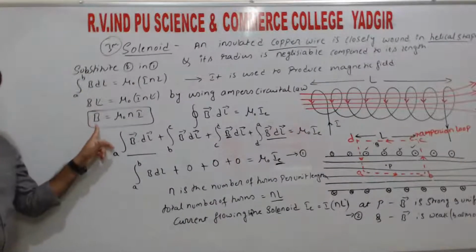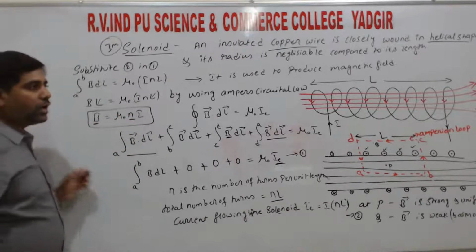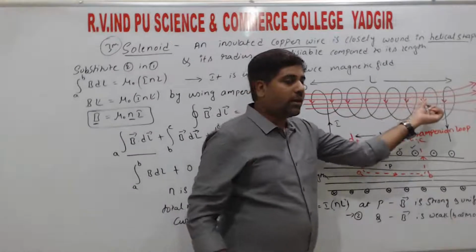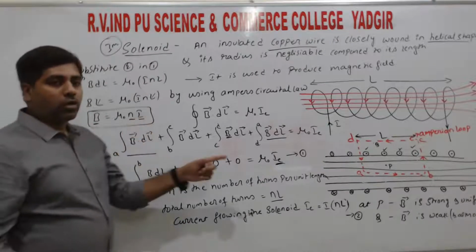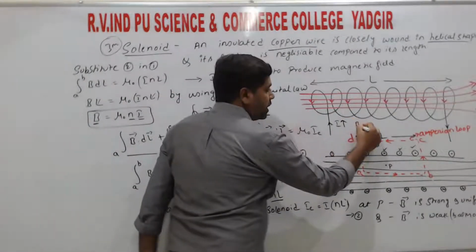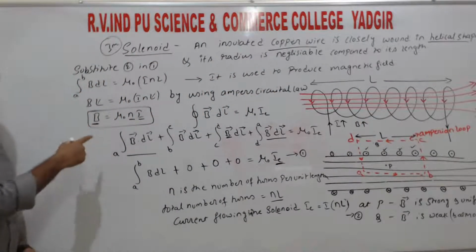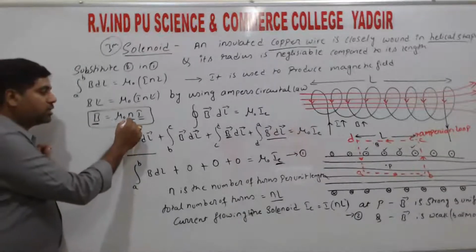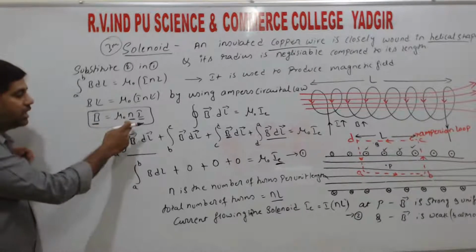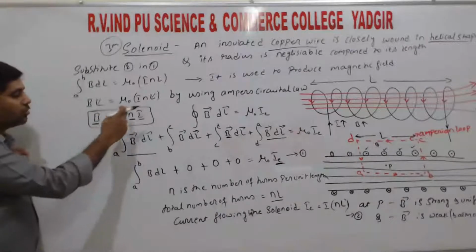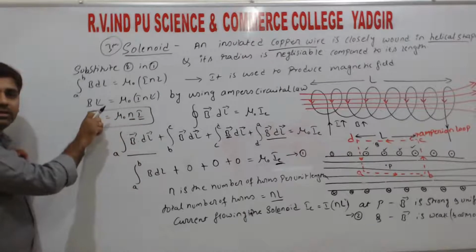So the magnetic field depends on what factors? The magnetic field depends on the number of turns. In a solenoid, if the number of turns keeps increasing, the magnetic field also keeps increasing. The second one is current. If we increase the current value in the solenoid, the magnetic field value also increases, right? So the magnetic field in the solenoid depends on two factors. One is the number of turns n. If n increases, the magnetic field increases; if n decreases, the magnetic field decreases. Next, if current increases, the magnetic field increases; if current decreases, the magnetic field decreases, right?